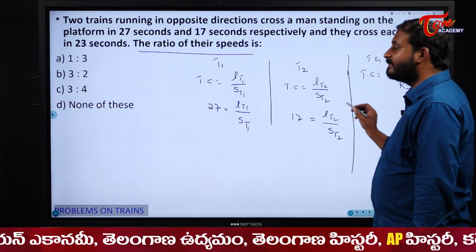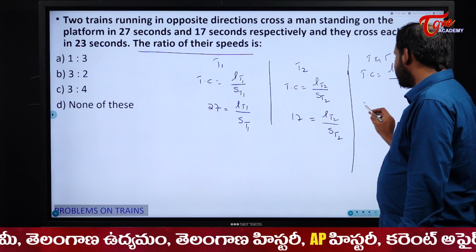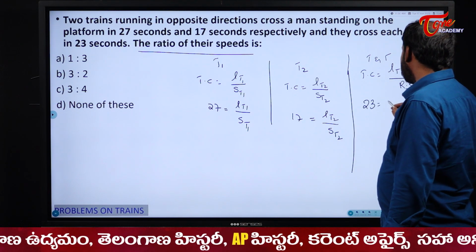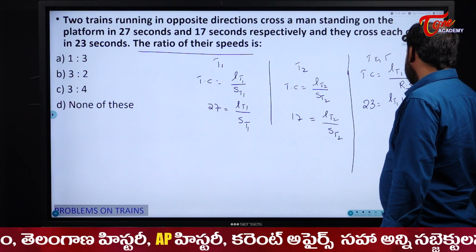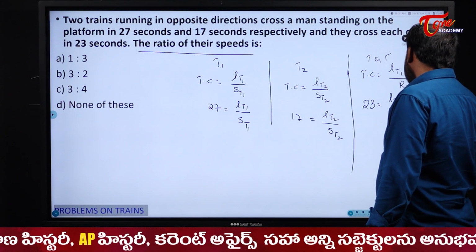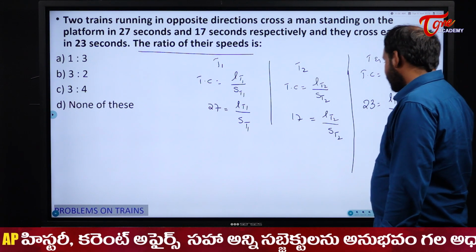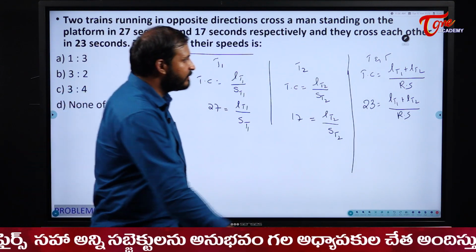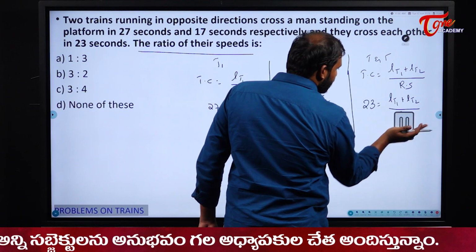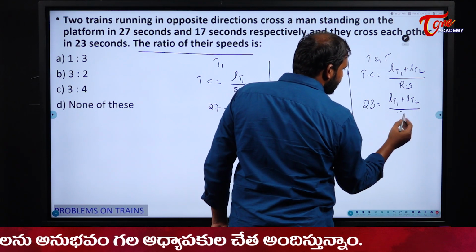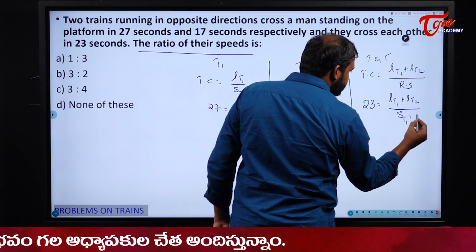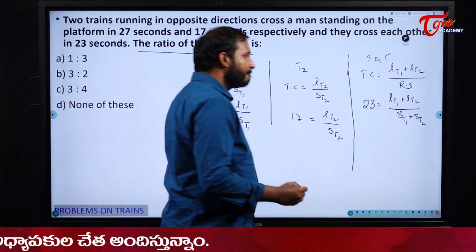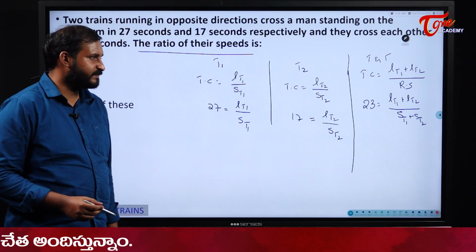So now see here, time taken to cross is how much? 23 seconds. That is equal to length of train 1 plus length of train 2 by relative speed. Anyway, they are moving in opposite directions, right? So what will the relative speed be if they are moving in opposite direction? Speed of train 1 plus speed of train 2.